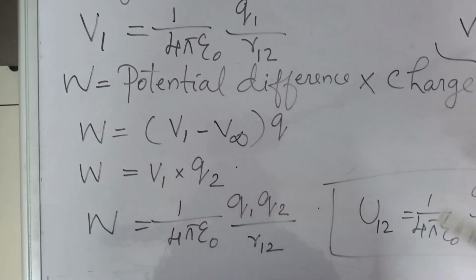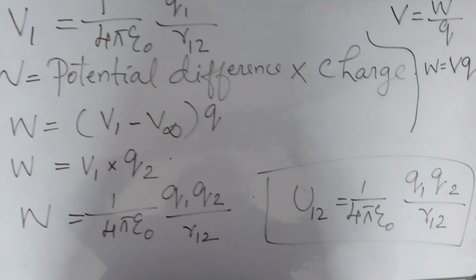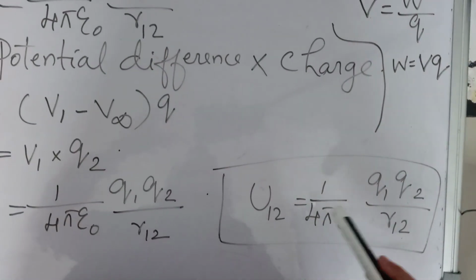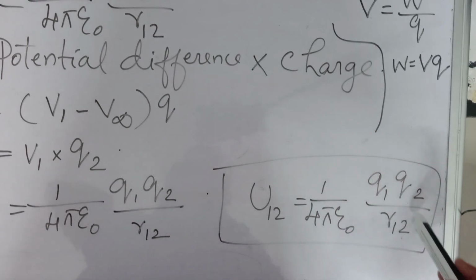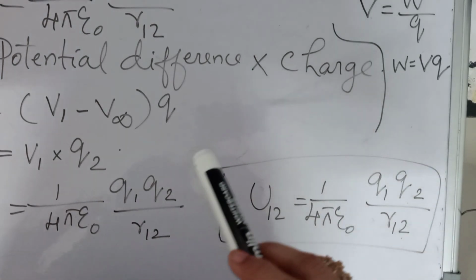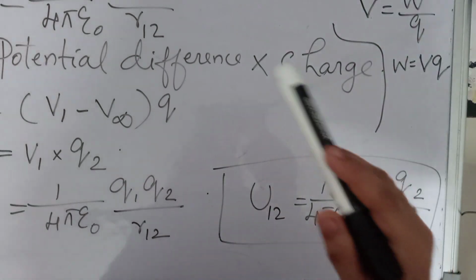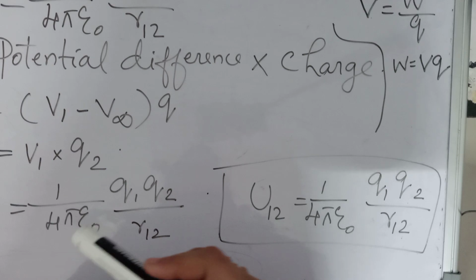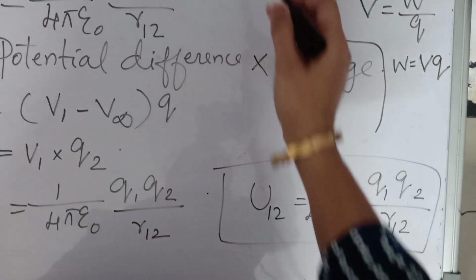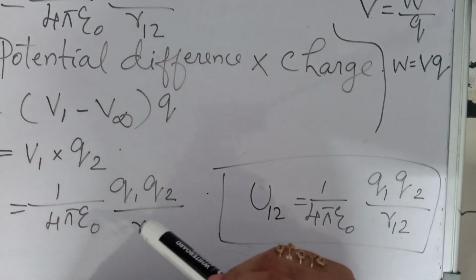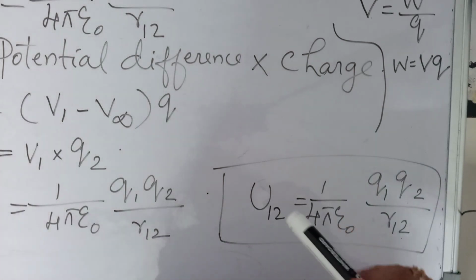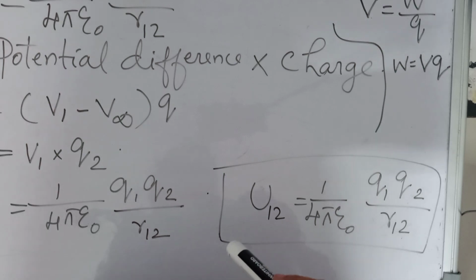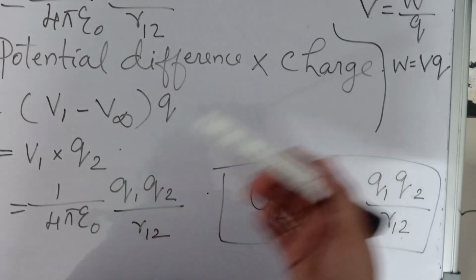This work done will be stored as the potential energy of the two particle system. So here we have U12 equal to 1 by 4 pi epsilon 0 Q1 Q2 by R12. So for finding the potential energy of any system of charges, we have to bring each charge from infinity into this field, and for that we have to do work. That work we will find separately and add it. That work will be stored as the potential energy of the system. Clear?